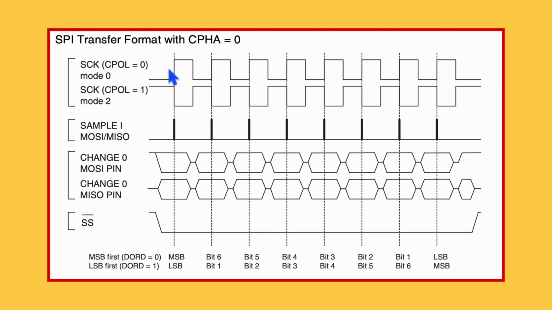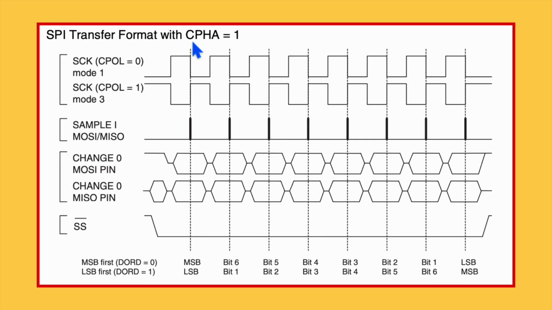And which decides the leading edge? Leading edge is decided by the polarity. If polarity is 0, then your rising edge is the leading edge. And if the polarity is reverse, 1, then your falling edge will be the leading edge. And if you see the phase for 1, if phase is 1, then you can see here the sampling will happen on trailing edge. Where the sampling is happening, it is happening on trailing edge, right?